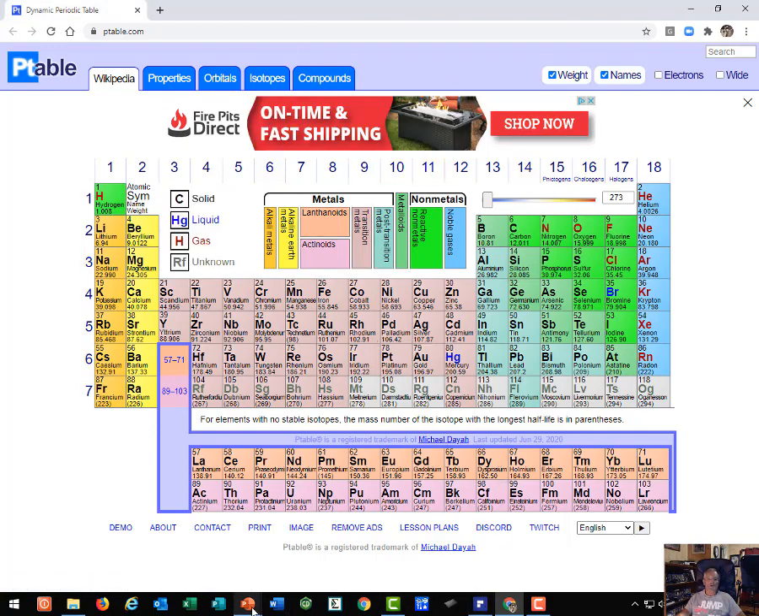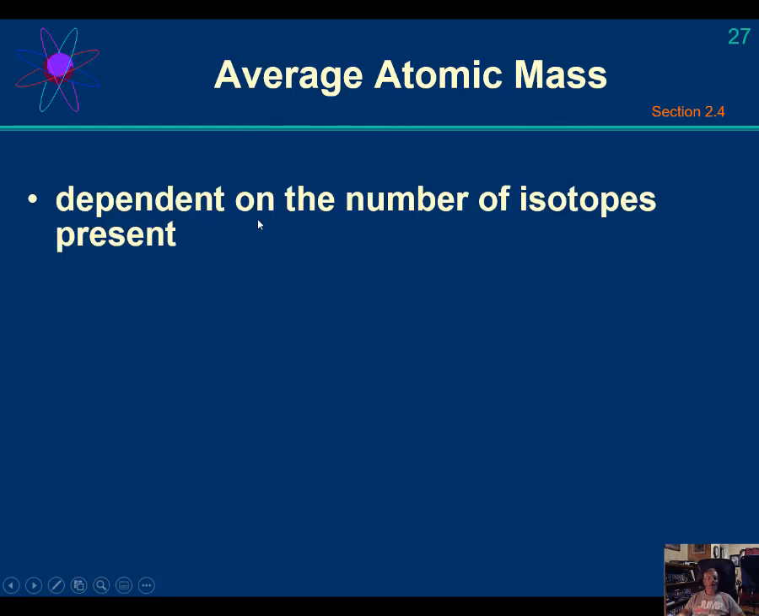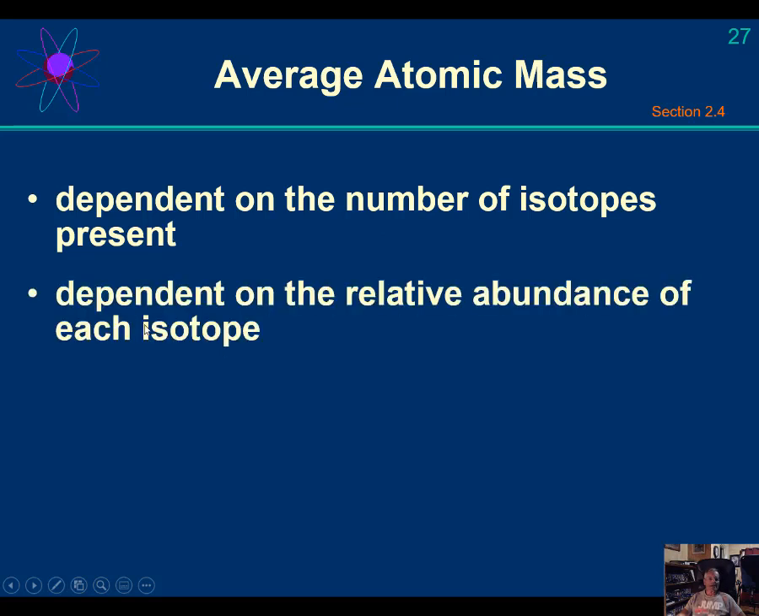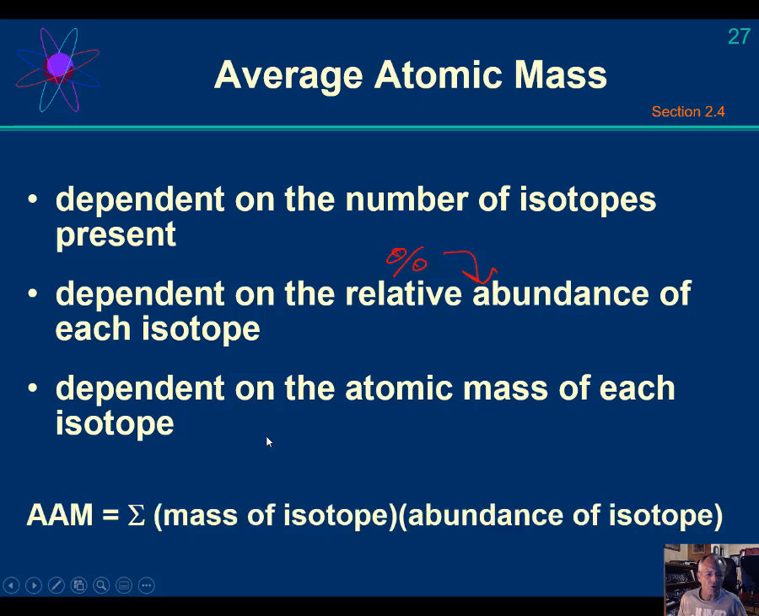All right, so let's go back. Average atomic mass is based on the number of isotopes for a particular element. It's dependent on the relative abundance, and relative abundance is just a different way of saying the percent abundance of that isotope. And it's dependent on the atomic mass of each one of those isotopes. And here's the equation that we use to determine the weighted average.